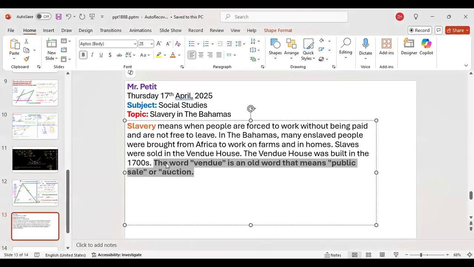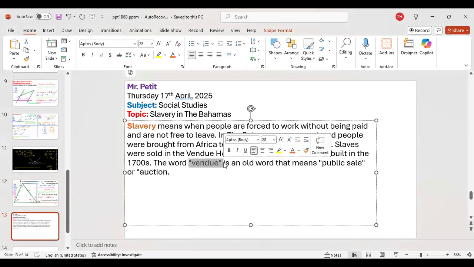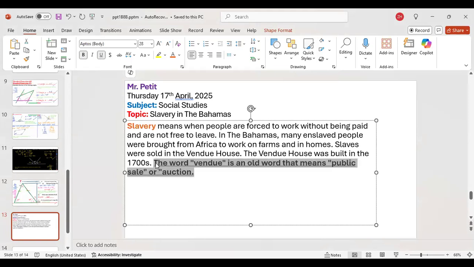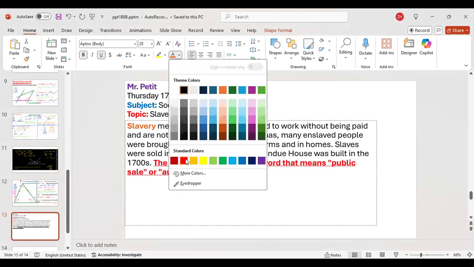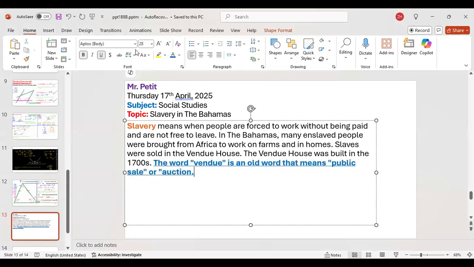But you can imagine selling a human. It's kind of weird. I don't know what got into these people, but they honestly treated these people not in a good way, to say the least.